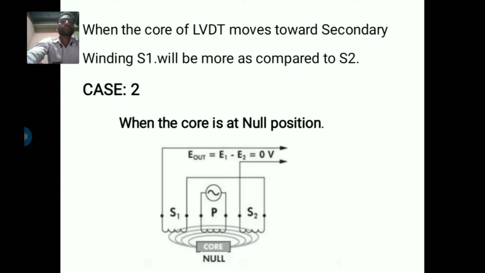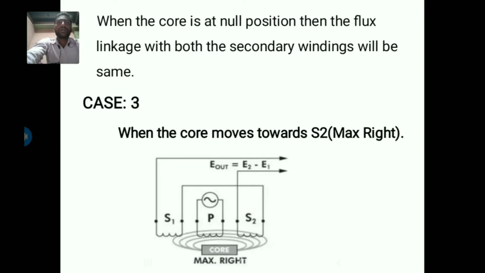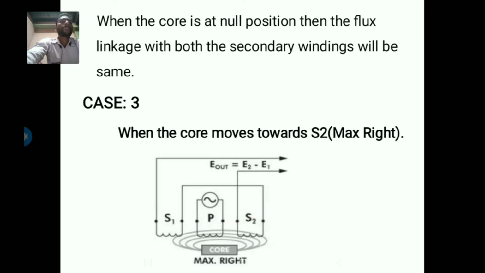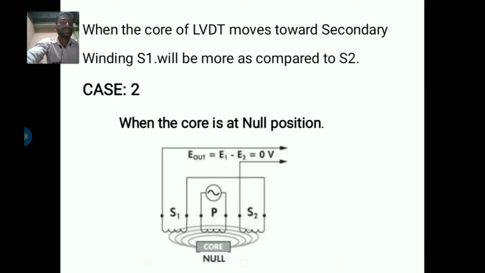And next, case 2, when the core is at a null position. Now you can see this diagram. When the core is at a null position, the flux linkage with both secondary windings will be the same. This means that the EMF induced in both the windings will be the same. The net output voltage will be 0.